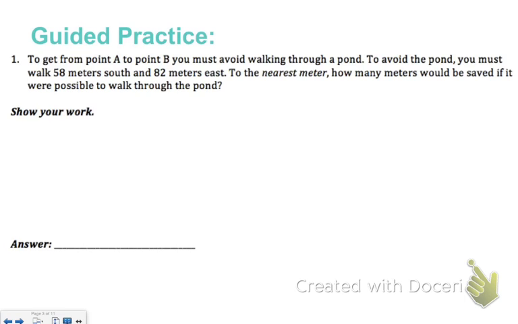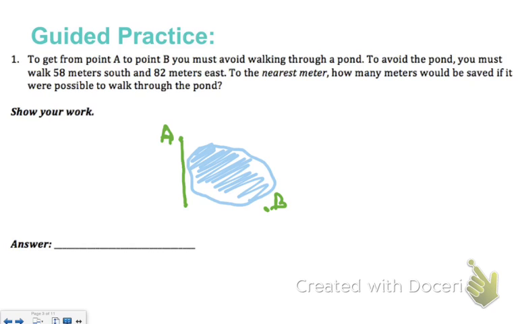So we're going to imagine that we can either walk on water or float above this pond. So we have this pond, this body of water. And we already know the direction that we're walking in. So point A must start somewhere over here. Let's make that a little higher. And point B is going to be directly across the pond. So we're walking 58 meters south and 82 meters east.